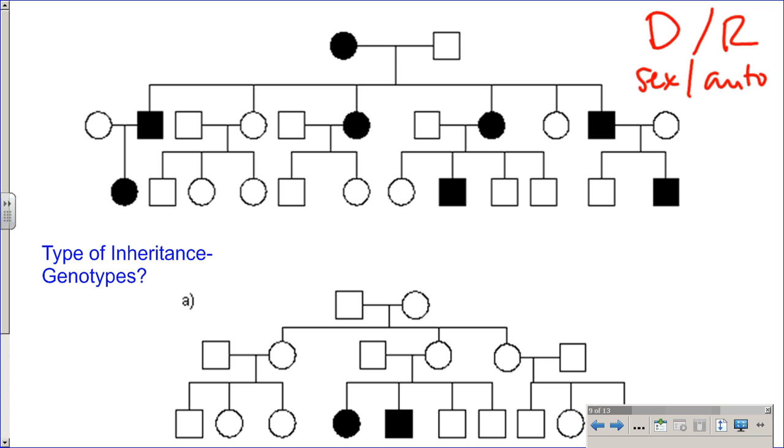Ashley, tell me what you think. Dominant, because why? What are you seeing? It's in every generation. Right, every generation, that means it's dominant. Sex-linked or not sex-linked?